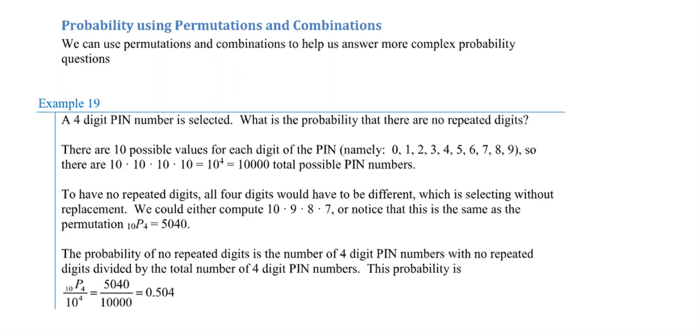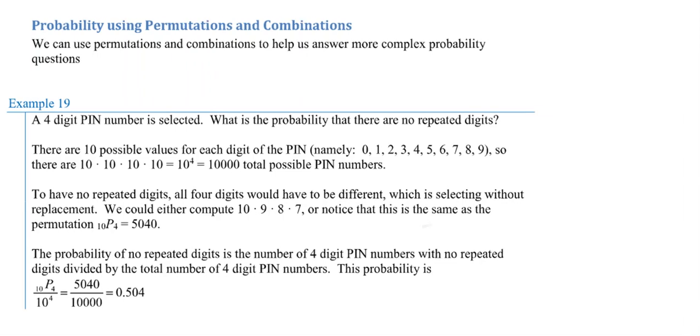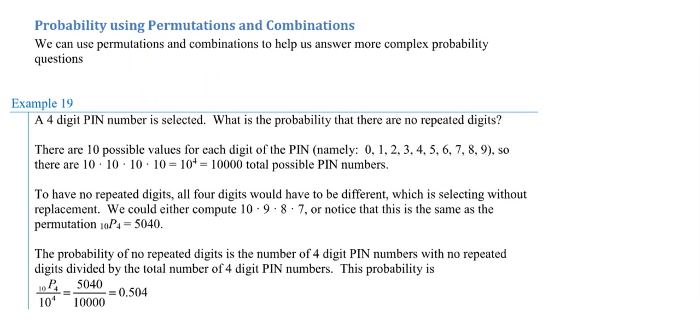Okay, now we're getting into using permutations and combinations to solve for the probability of an event. So what we're going to do here, let's just remind ourselves what probability is from the last unit. Probability is equal to favorable over total.